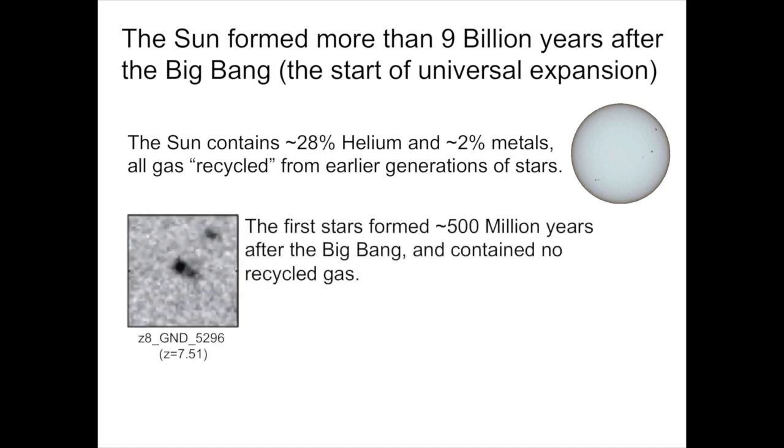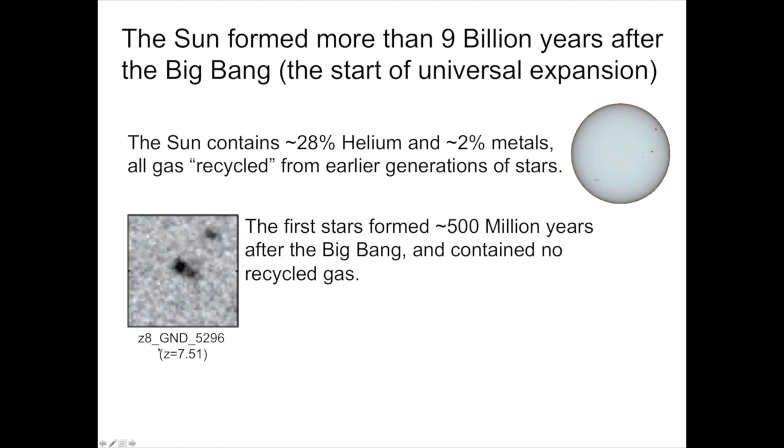The very first stars that we see in the universe are very, very distant from us. They were formed approximately 500 million years after the Big Bang. This first generation of stars contains no recycled gas because they were formed out of whatever the raw gas was that came out of the hot, initial dense state. These objects are very far away.